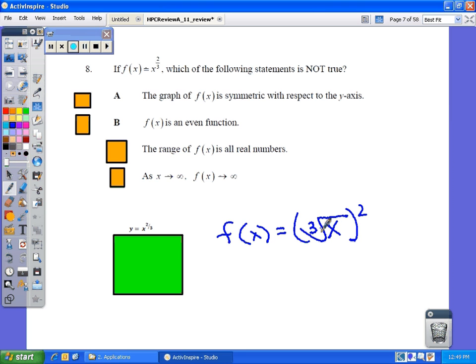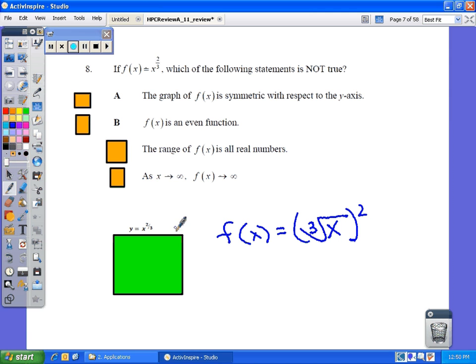First of all, can you take the cube root of a positive number? Of course you can. Can you take the cube root of a negative number? Of course you can. So any number will fit in this domain. But when you square your result, it will always be what? It will always be positive.